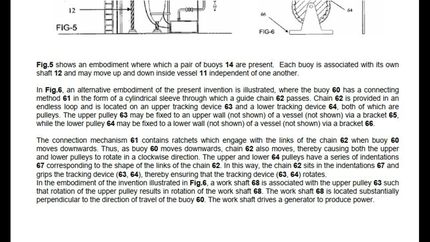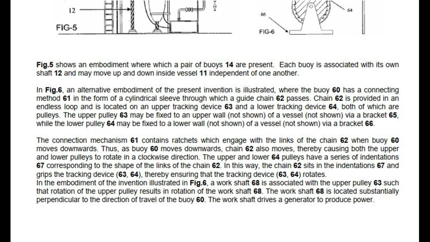In Fig. 6, an alternative embodiment of the present invention is illustrated, where the buoy 60 has a connecting method 61 in the form of a cylindrical sleeve through which a guide chain 62 passes. Chain 62 is provided in an endless loop and is located on an upper tracking device 63 and a lower tracking device 64, both of which are pulleys. The upper pulley 63 may be fixed to an upper wall, not shown, of a vessel, not shown, via a bracket 65, while the lower pulley 64 may be fixed to a lower wall, not shown, of a vessel, not shown, via a bracket 66.